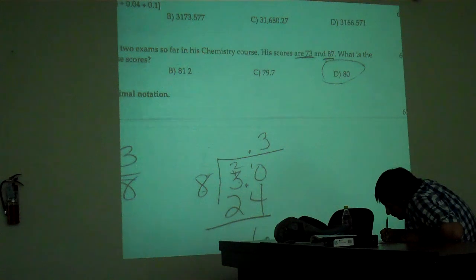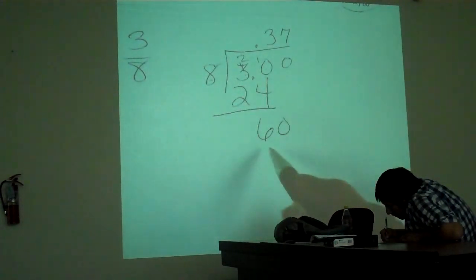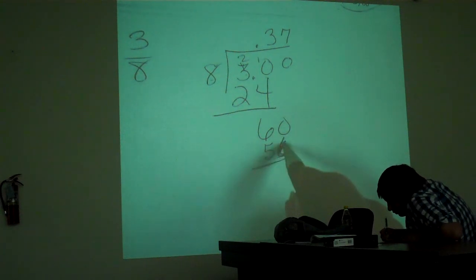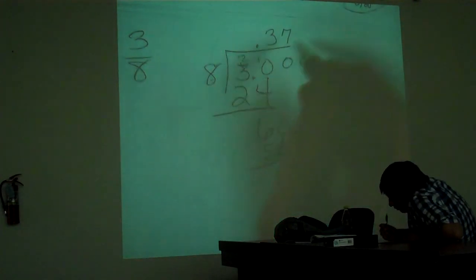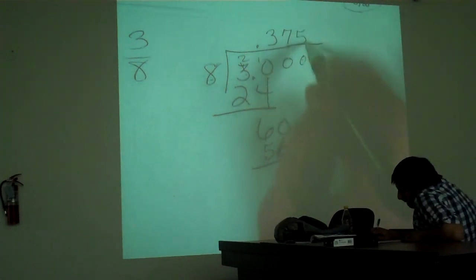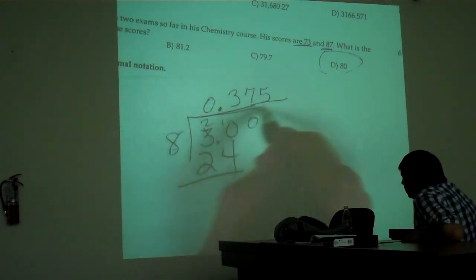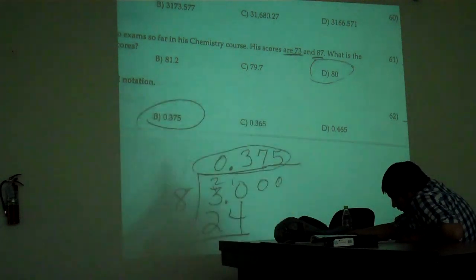Subtract 6. You need to add a 0. 8 into 60. 7. 7 times 8? 56. Subtracted is 4. Add a 0. 8 into 40. 5. 5 times 8 is 40. So 0.375, you need to put the 0 in front of it. 0.375 or 3/8.